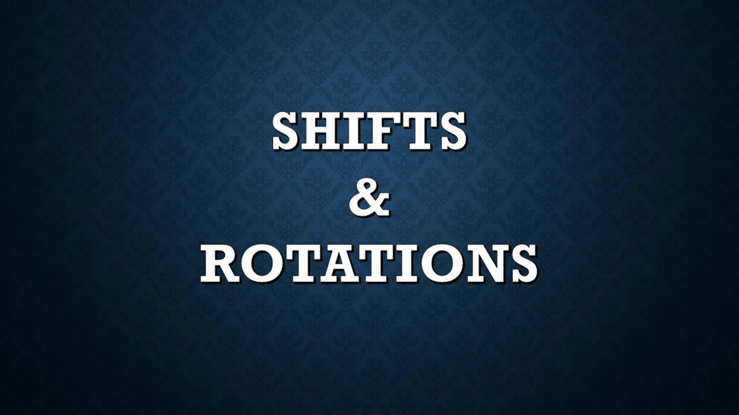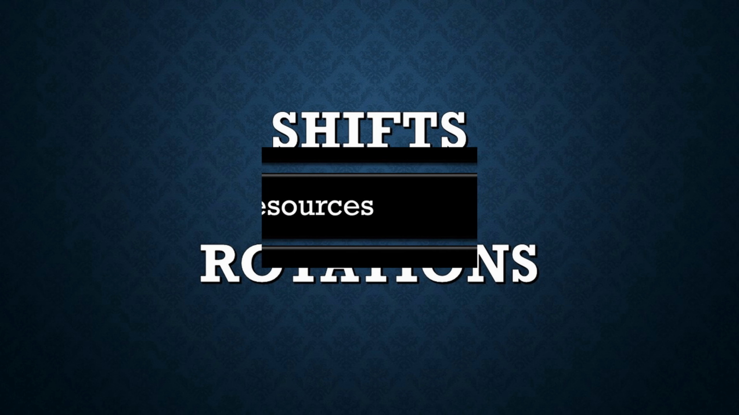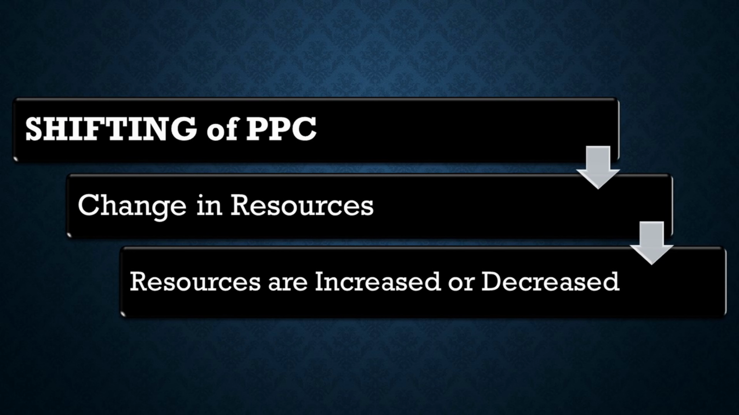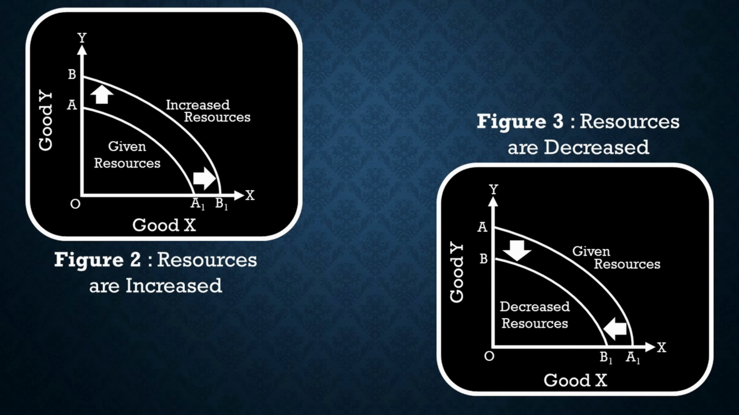Moving further to shifts and rotation of PPC. PPC will shift when there will be change in resources. Change in resources can be of two types. First is increase in resources and second is decrease in resources. When resources are increased, a producer can produce more of both the goods. It is possible when he acquires more resources in the form of capital stock. In this case, PPC will shift forward.